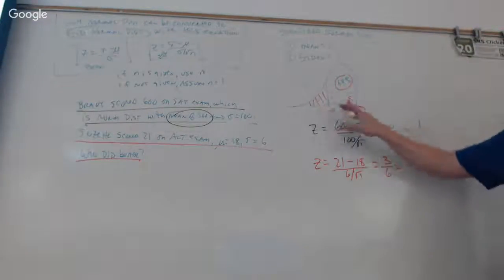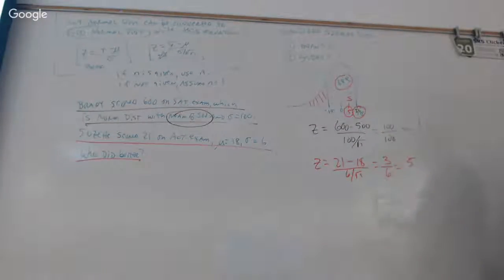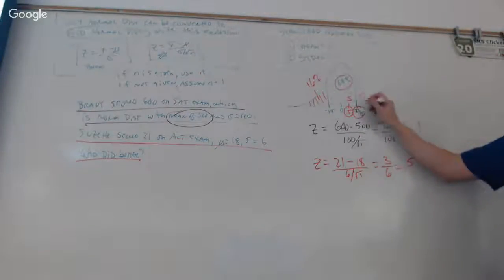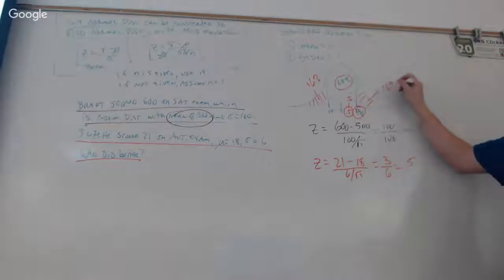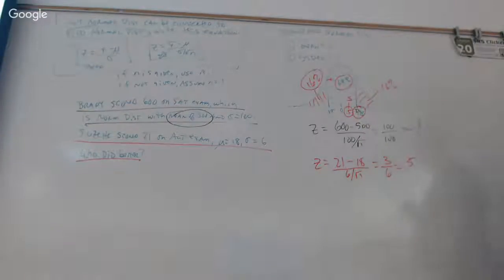Because it's 68% between those two, but how much is over here? 16%. Right? Because you've got 16% here, and you've got 16% here. So if I take this 16 plus that 68, that gives me what? 84%. So you can say that's the 84th percentile. Brady did better than 84% of people.